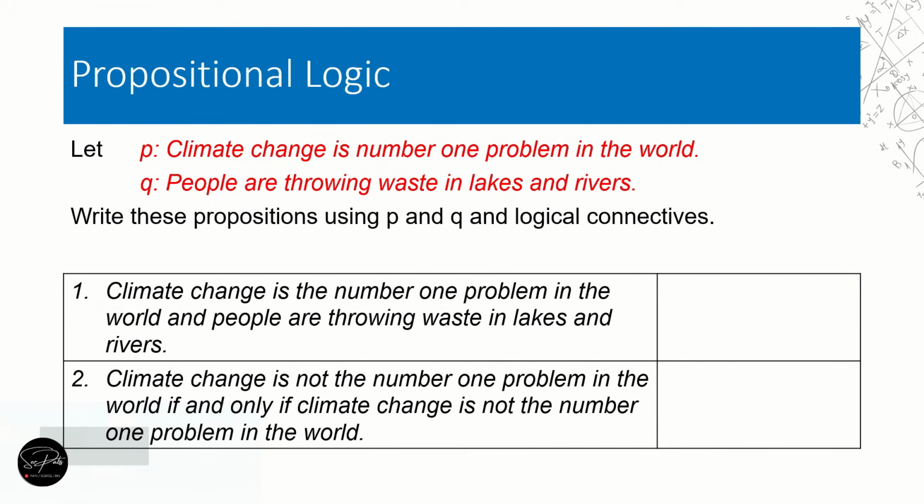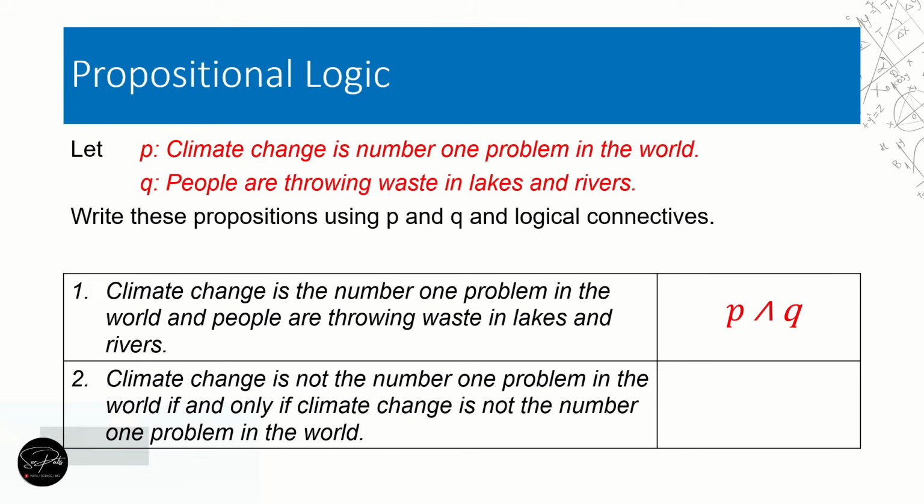So, yung first statement natin dito, climate change is the number 1 problem in the world. So, that will be P. And then, connected by and, people are throwing waste in lakes and rivers. So, therefore, yung number 1 natin is a type of conjunction. So, nag-represent siya ng conjunction. So, we will just have the conjunction symbol in between P and Q.